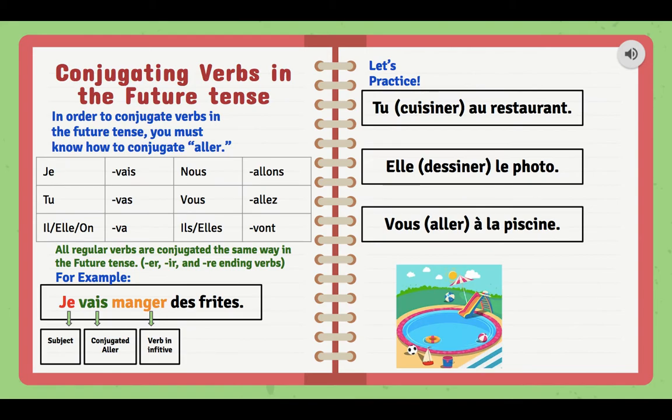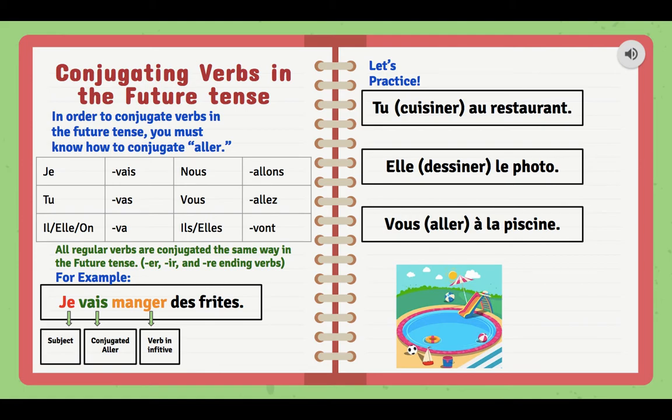Conjugating verbs in the future tense. In order to conjugate verbs in the future tense, you must know how to conjugate aller. It is je vais, tu vas, il, elle, on va, nous allons, vous allez, and ils, elles vont. All regular verbs are conjugated the same way in the future tense: ER, IR, and RE ending verbs.